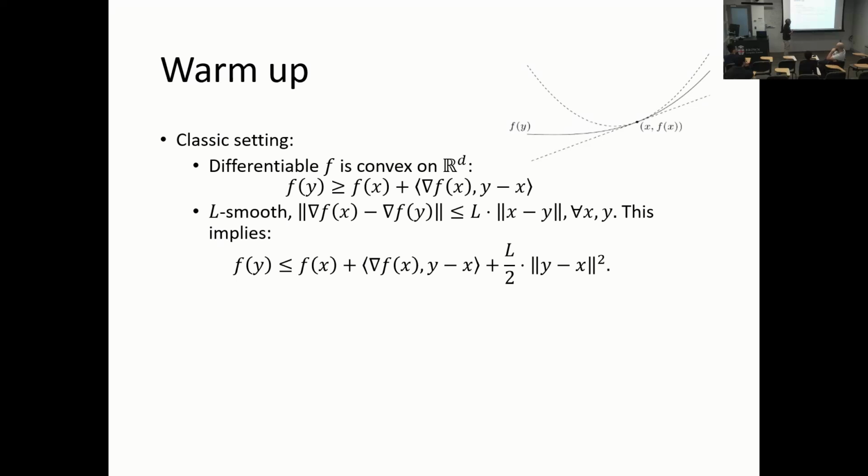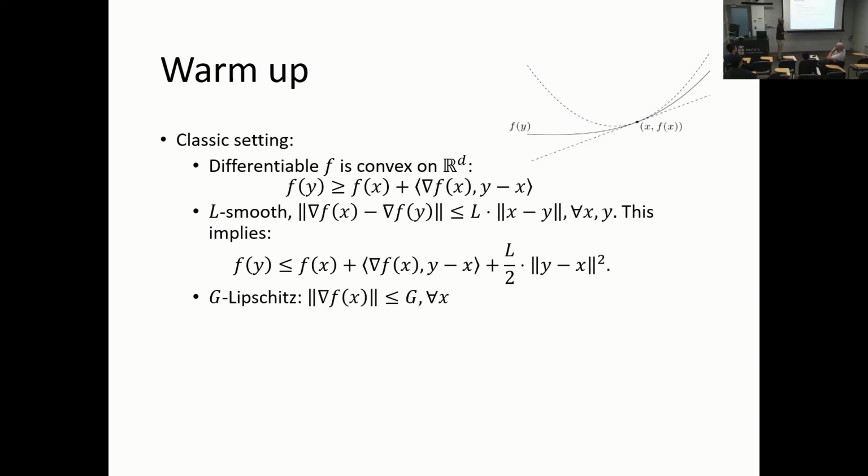If you have a function that is both convex and smooth, the function is sandwiched between the linear approximation described by the gradient and the quadratic approximation, which is the linear approximation plus this quadratic term depending on the distance. These two conditions together are extremely powerful because they tell you something about the function everywhere, even if you just look at the local information at just one point here.